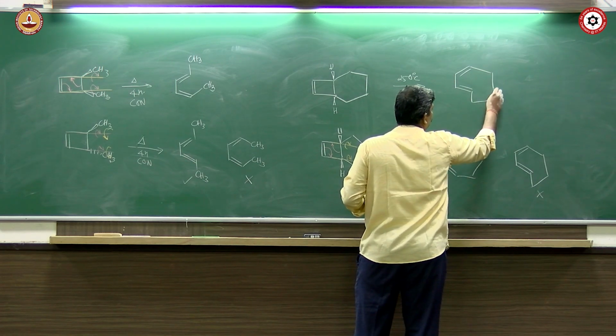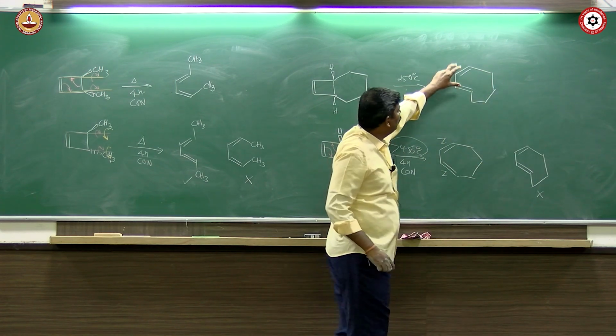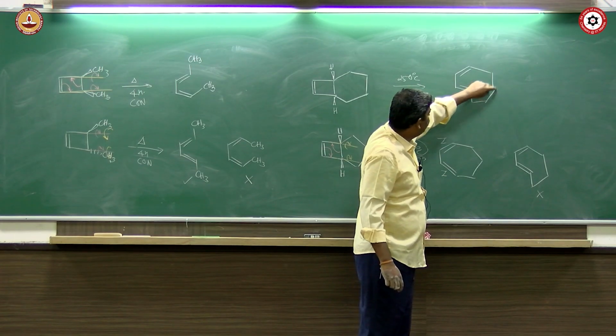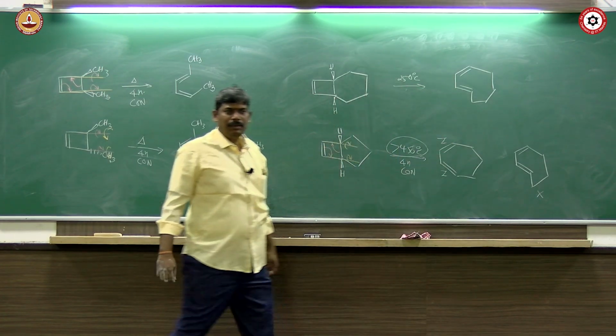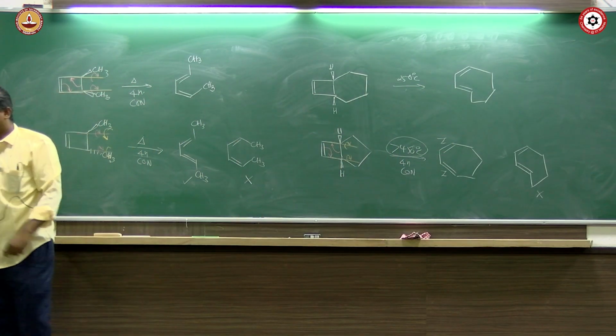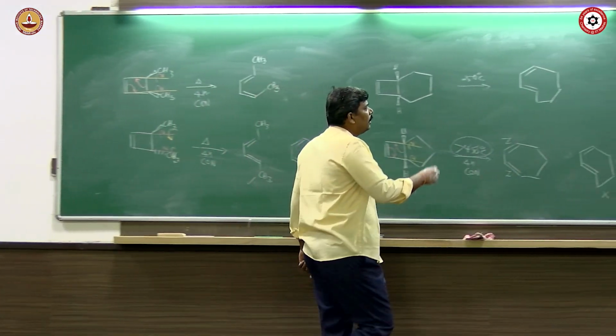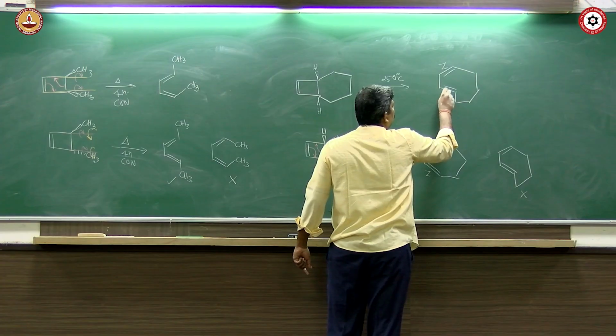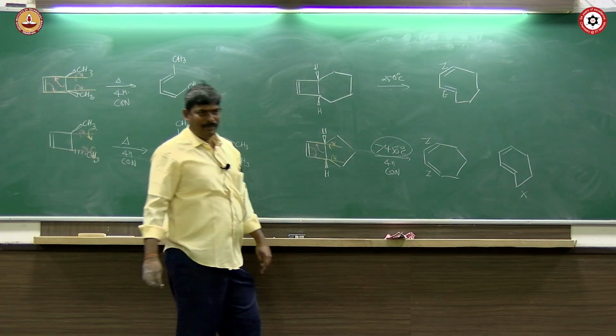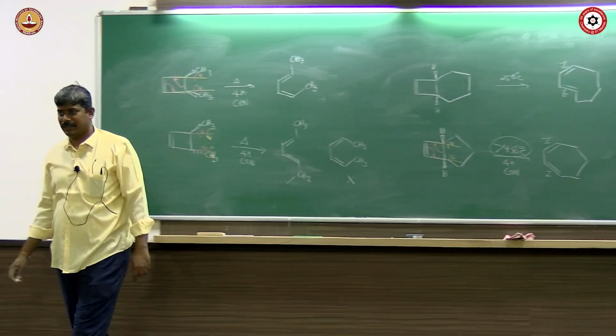1, 2, 3, 4. 1, 2, 3, 4, 5, 6, 7, 8. Yeah, 8 is correct. In an 8-membered ring, it can accommodate one alkene being Z and the other alkene being E. That's a limitation.